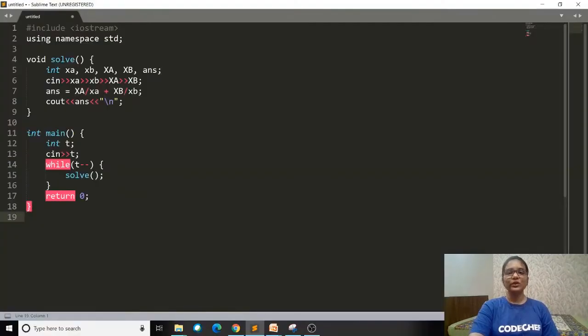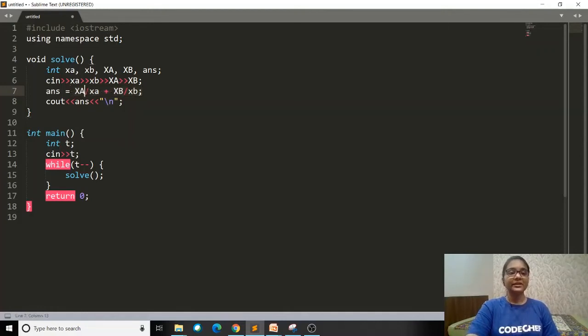So guys, now the code is very simple. Here we are just taking the input for the number of test cases. Then we have entered a while loop so that it keeps on running for each of the test cases, and this solve function contains our logic. So the logic is also very simple. We just have to divide capital XA by small xa and capital XB by small xb and then add both of these divisions. And when we add both of these divisions, we will get our answer. That is the total number of coconuts of type A and type B that are required by chef.